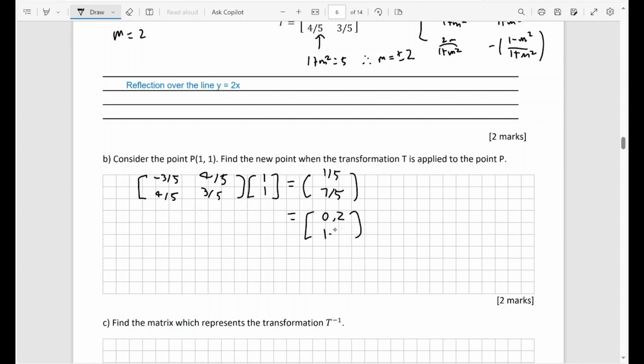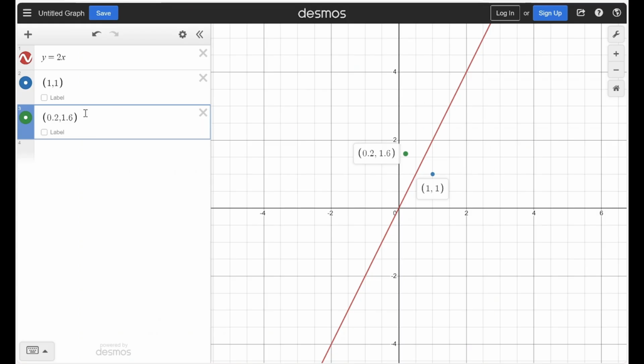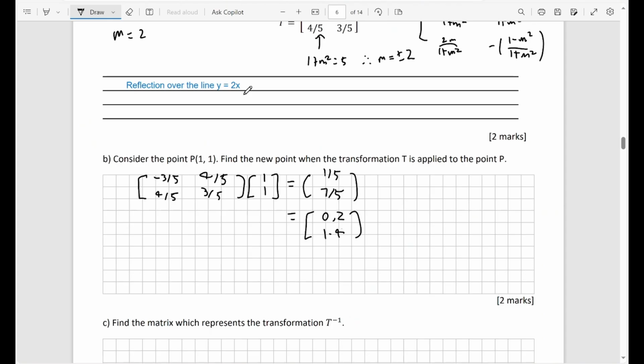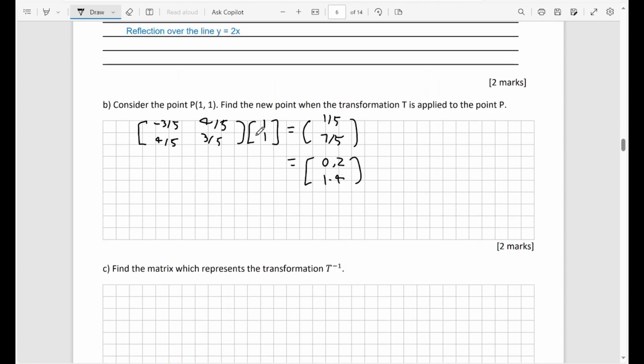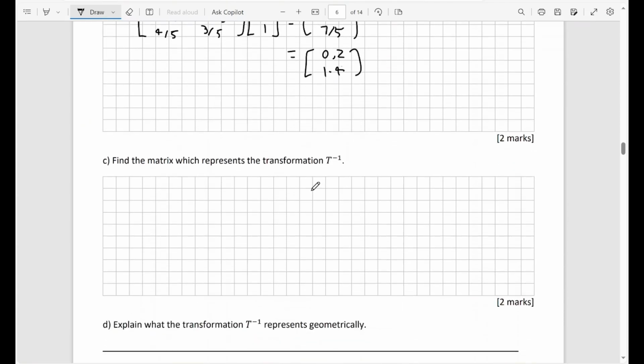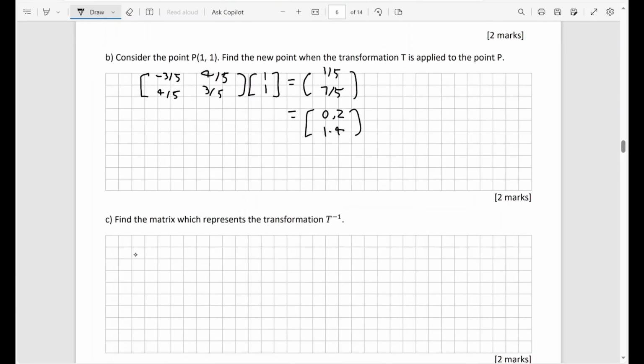That's the issue. Because when I saw it on Desmos, I thought it looks almost like the reflection, but a little bit off. That should be a bit better. Now that blue and green line look like the reflected versions across that red line there. All right, so that's good. Find the matrix which represents T inverse.